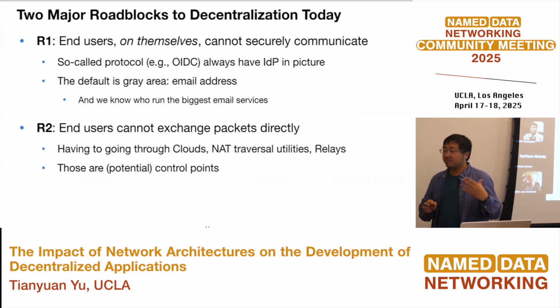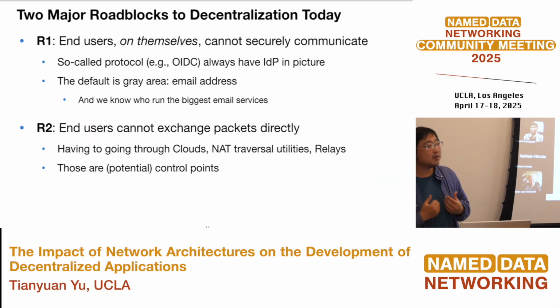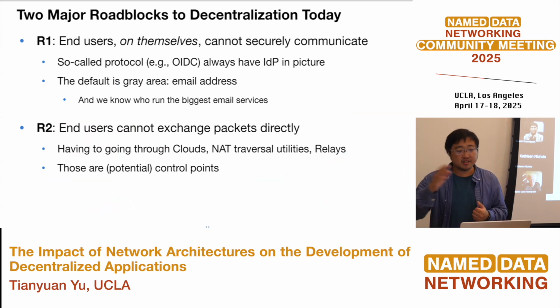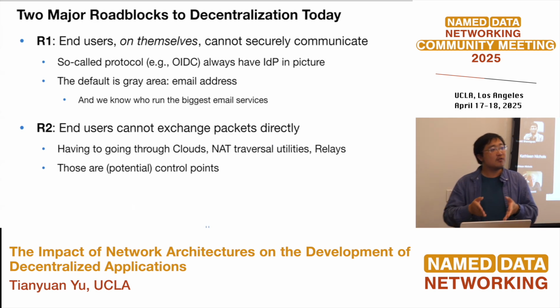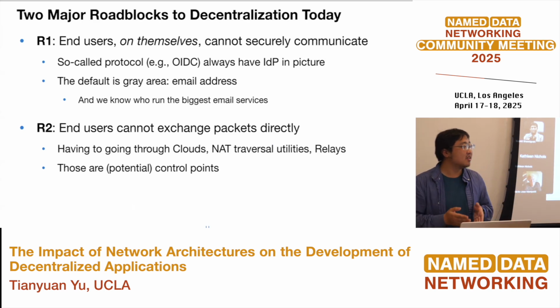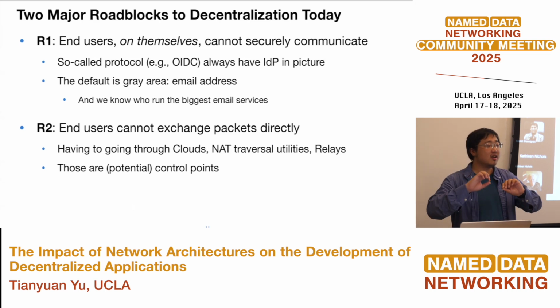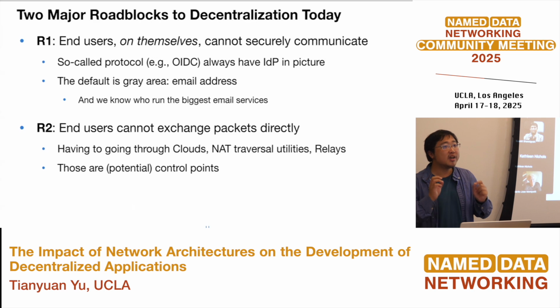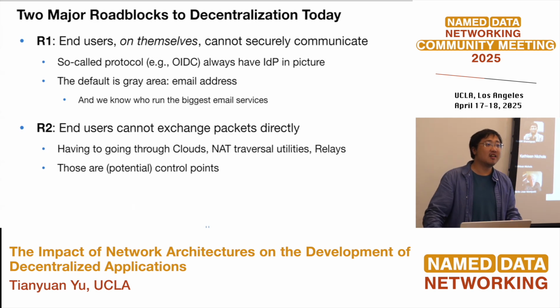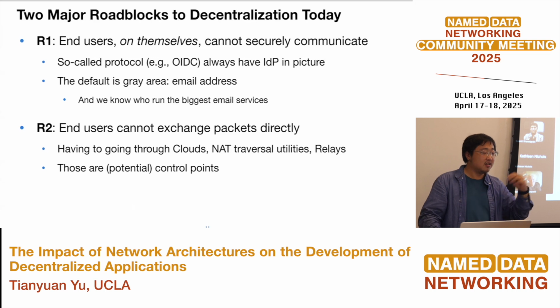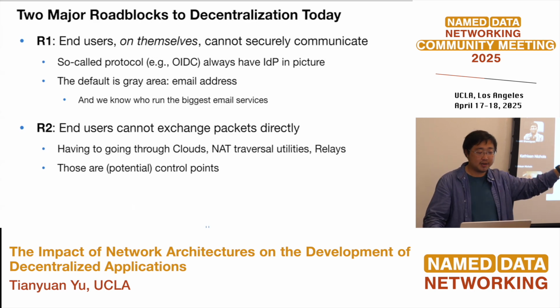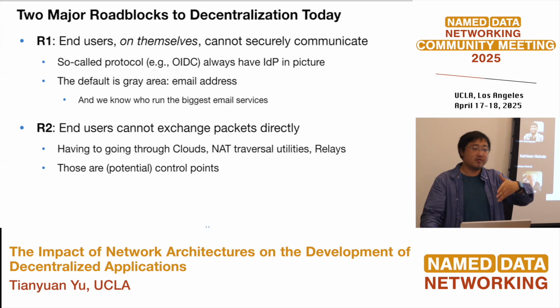Those have really become the technical roadblocks if we want to push decentralization onto this internet. Because even if you want to do decentralized apps, there is no user identity that you can make use of that really decentralizes the control power to users themselves. The protocol, for example OpenID Connect, has a role called identity provider in the picture. And the sad reality is you either go with an identity provider or you go with an email address. And the email address, we know it has its own problem.